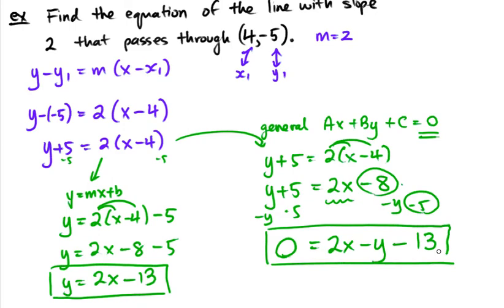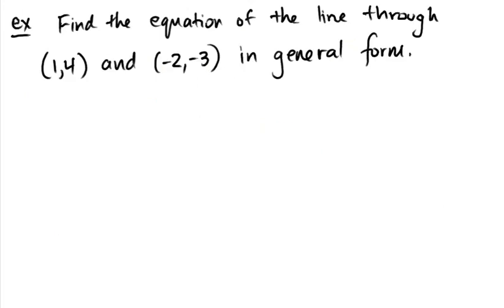Let's just try one more example. Okay, we're going to find the equation of the line that goes through these 2 points, (1, 4) and (negative 2, negative 3), in general form. Well, my form that we're working on currently requires me to have the slope and a point, not 2 points. But the slope formula will allow me to get the slope when I have 2 points.